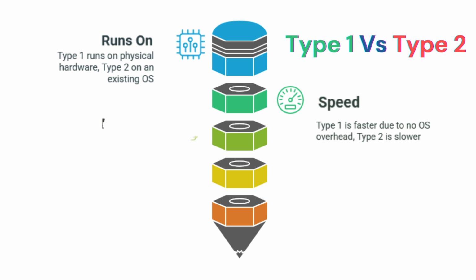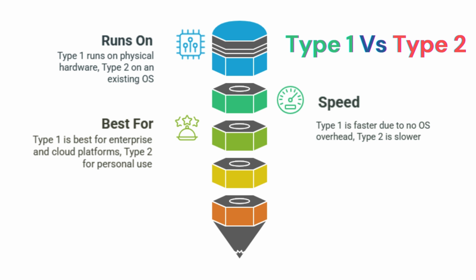Best for. Type 1. This is perfect for enterprise environments and cloud data centers where performance, reliability, and scalability are critical. Type 2. Best for developers, students, or testers who want to try out different operating systems or run apps in a virtual machine on their laptop.